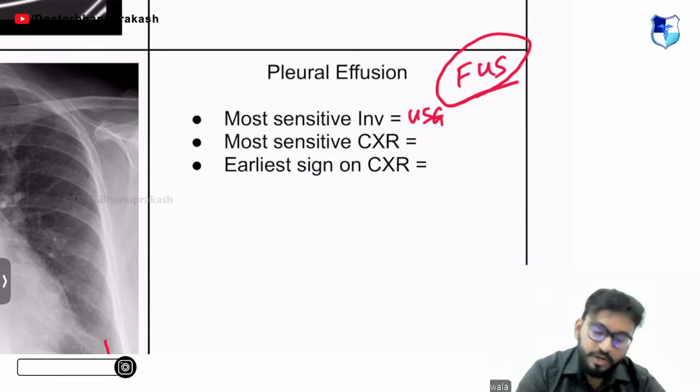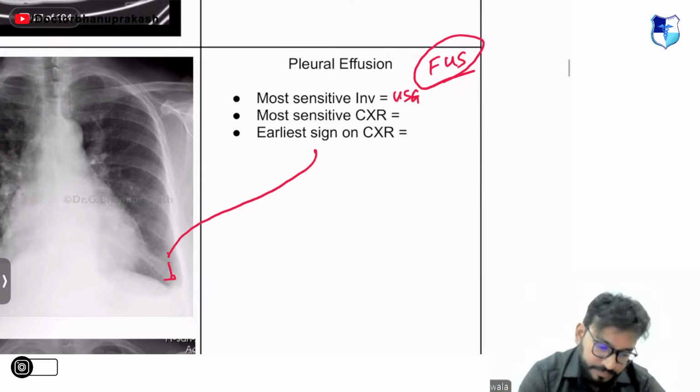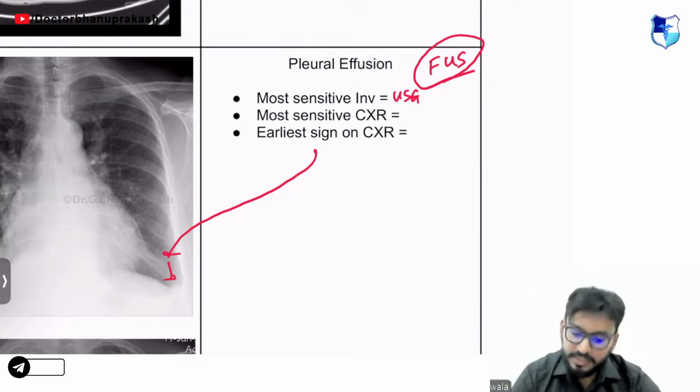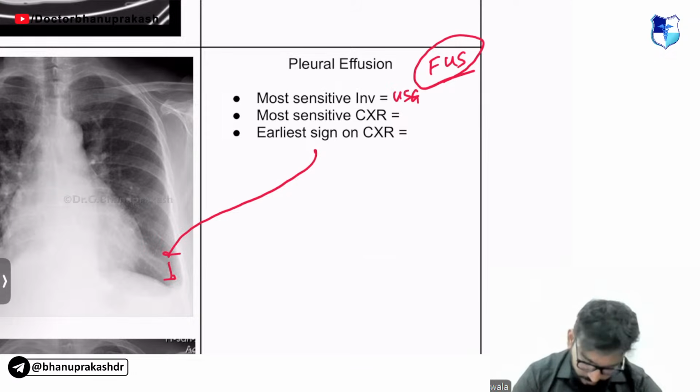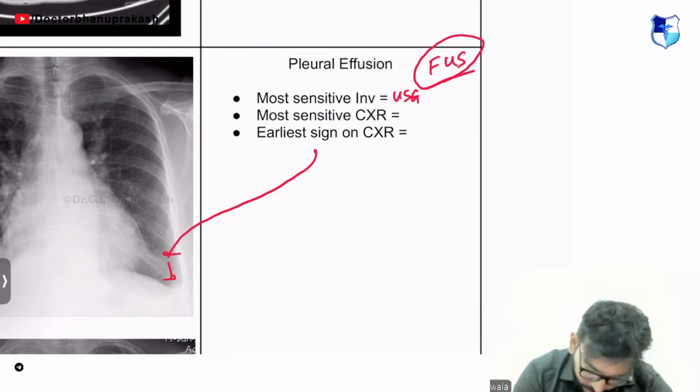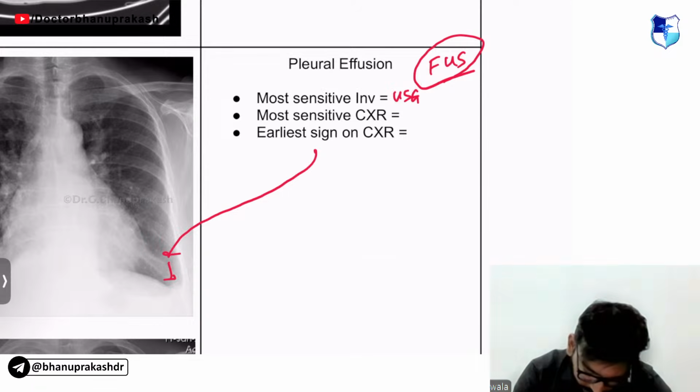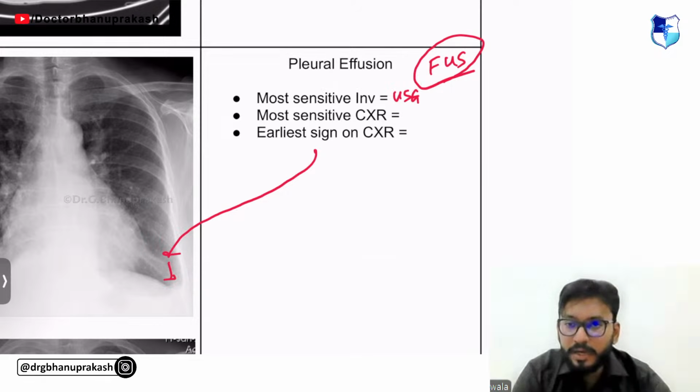What is the earliest sign on X-ray? Come on, guys. You're looking at it here. What is the earliest sign on X-ray? It has to be your blunting of CP angles.